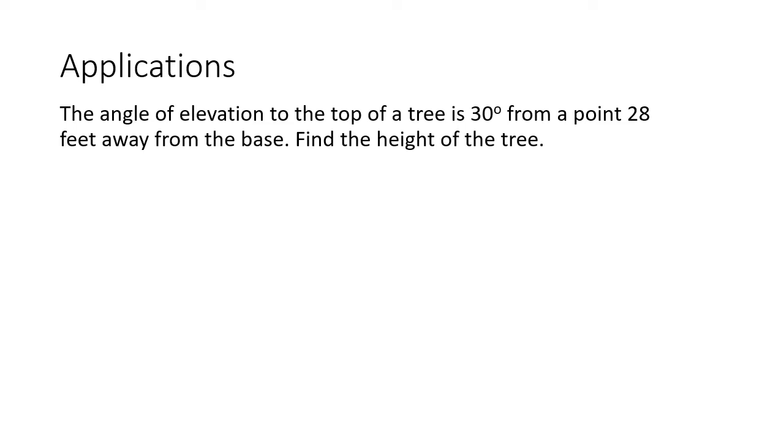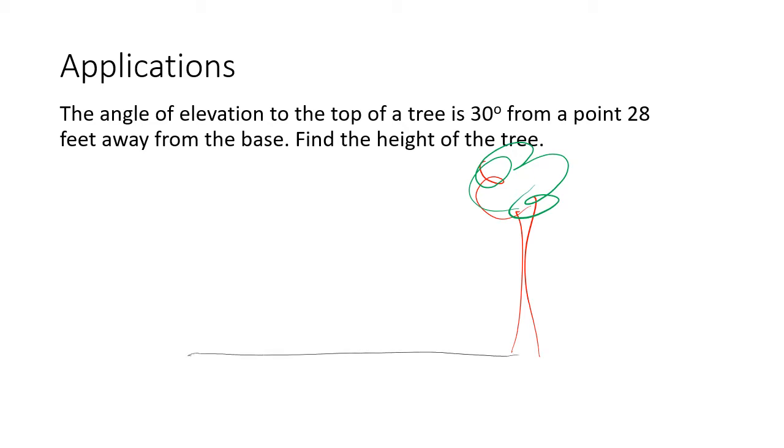All right, the angle of elevation to the top of a tree is 30 degrees from a point 28 feet away from the base. So here's a tree, and 28 feet away on the ground, this distance is 28 feet. The angle of elevation to the top of the tree, meaning this is the line of sight looking up to the top of the tree, this angle right here is 30 degrees. It's off the horizontal. I had to look up 30 degrees to see the top of the tree from standing 28 feet away from it.